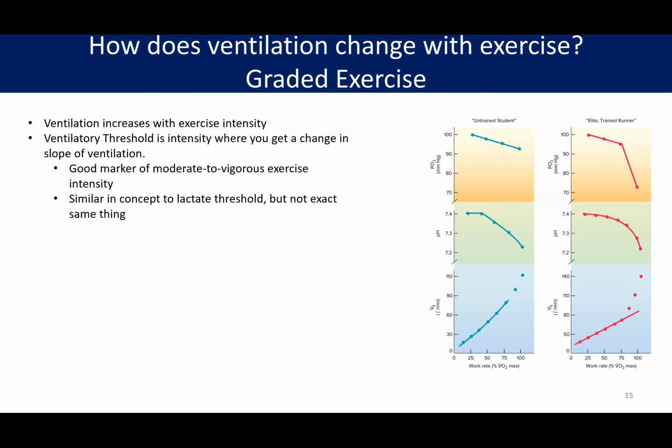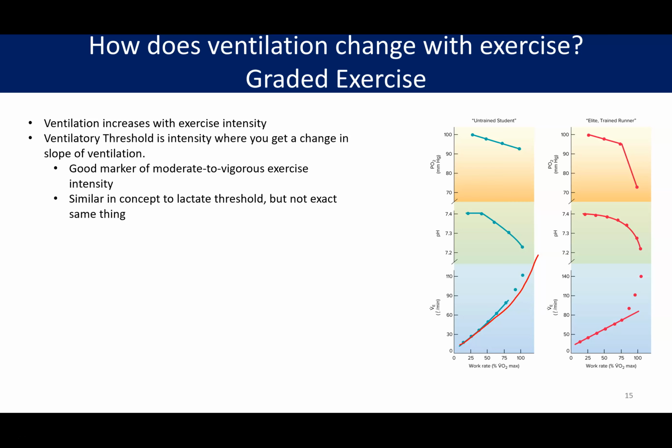So what happens to ventilation during a graded exercise? Graded exercise, remember, is you start at a light intensity and increase the intensity every minute or two. Let's focus in on the ventilation here. With this one, in an untrained person, they're showing that as you get closer and closer to VO2 max, ventilation increases. And they show it to be kind of not linear.